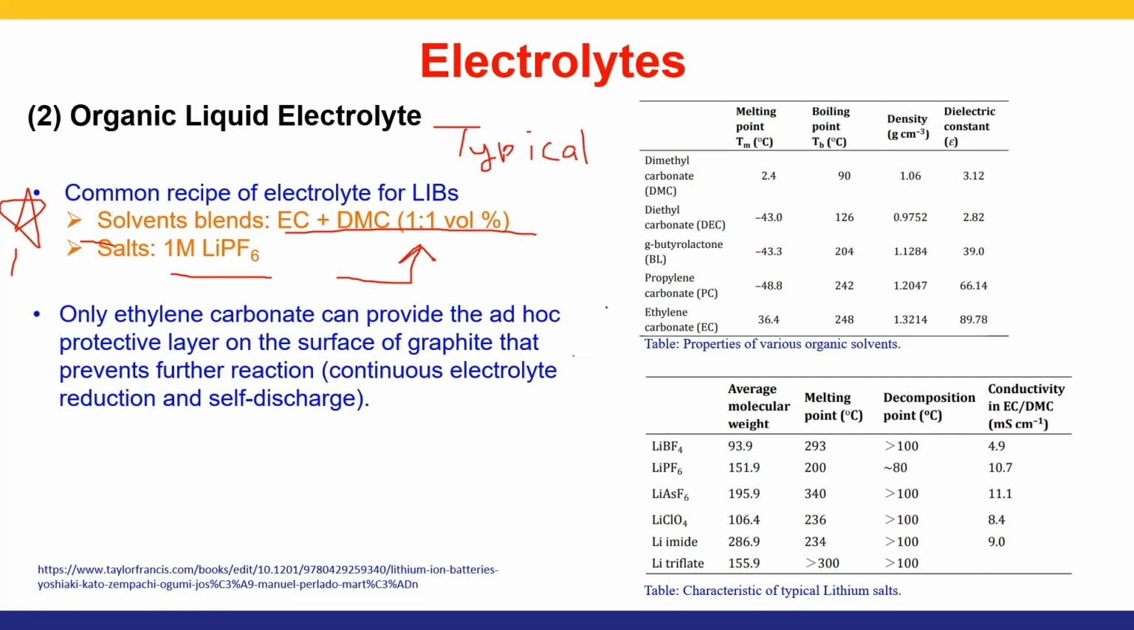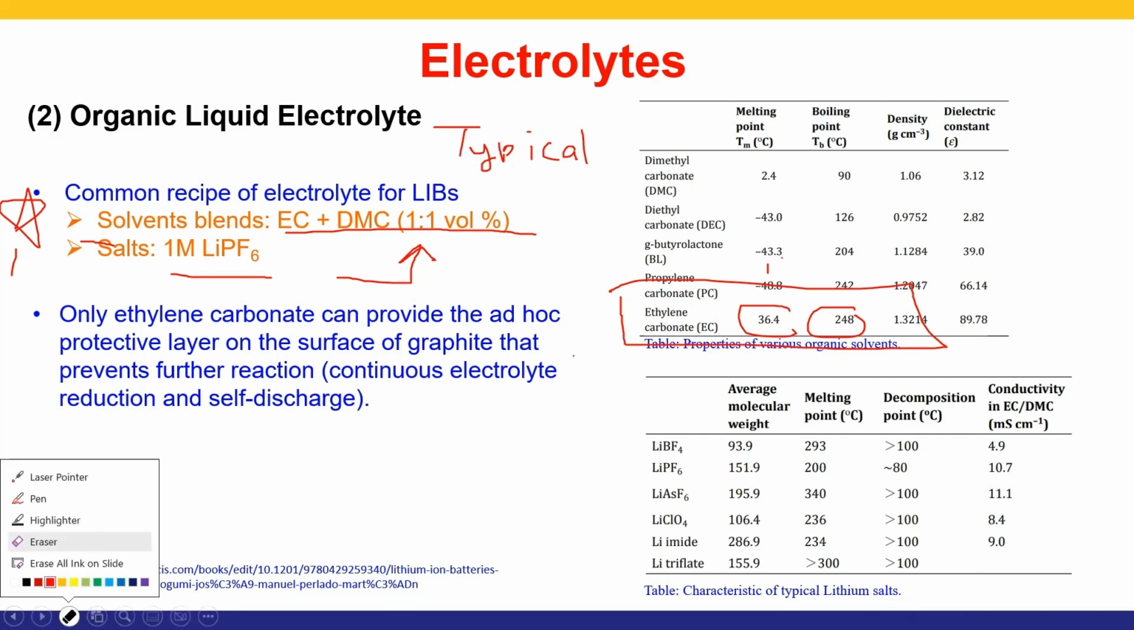First of all, you need to remember that EC has a very high dielectric constant, meaning that it can dissociate lithium source effectively. However, looking at the melting point and the boiling point, EC has a high melting point and boiling point, meaning that the viscosity is very high. At room temperature, pure EC is in a crystalline form, and therefore we need to blend the EC with DMC.